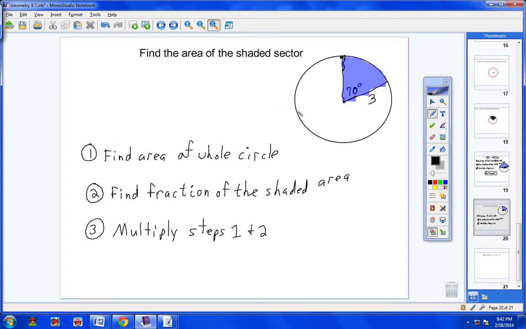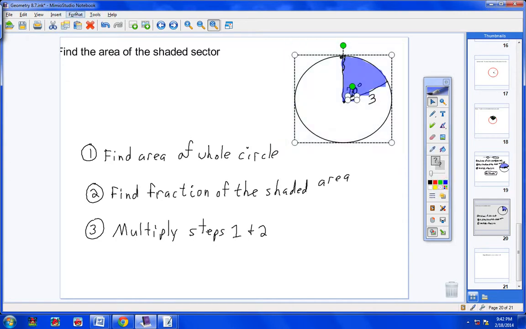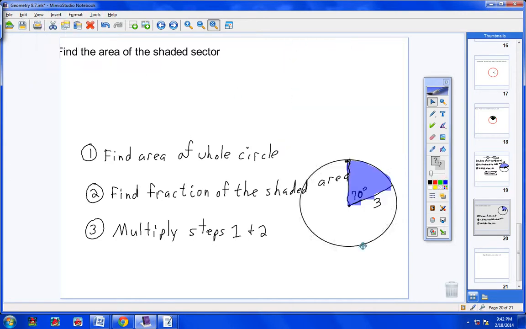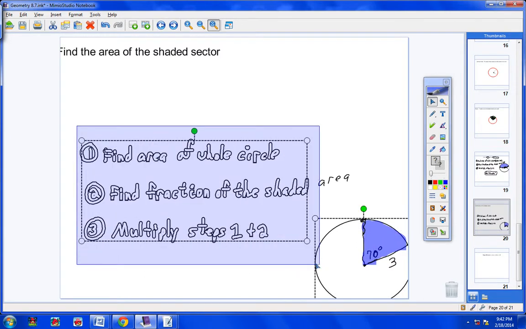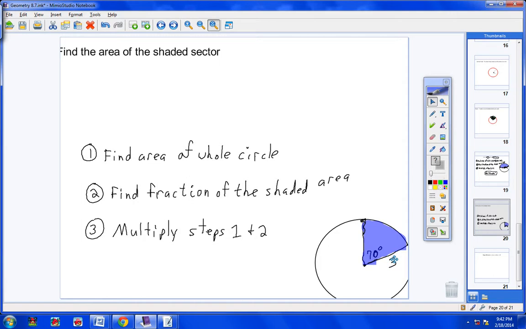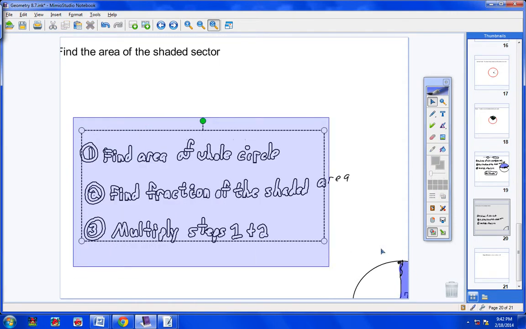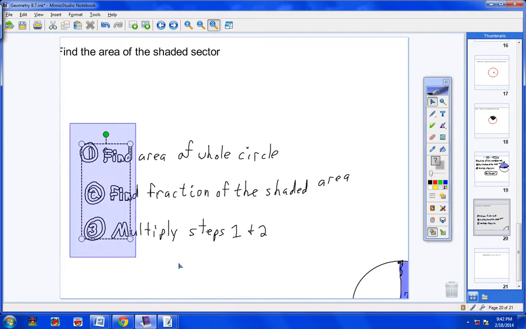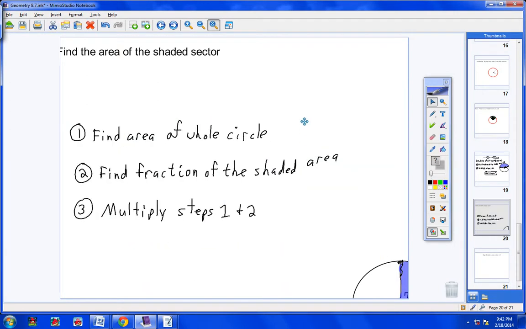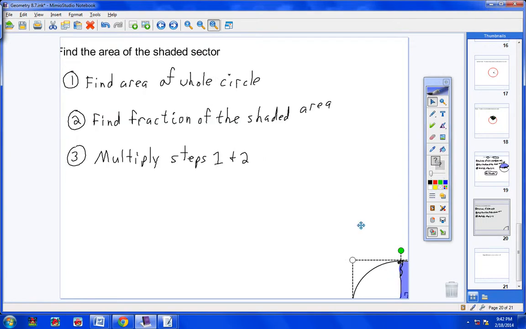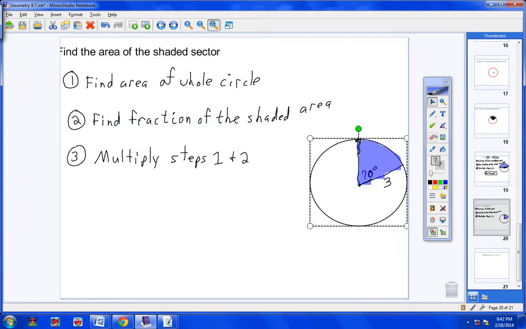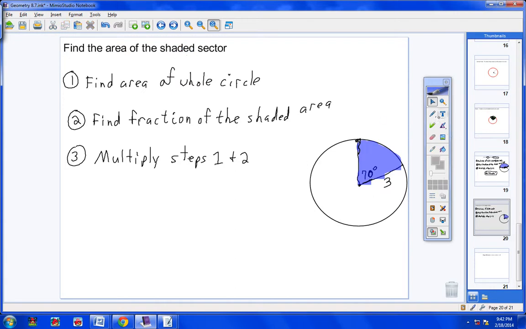Here we go. First of all, step one, you find the area of the entire circle. And let's pull this whole thing down here, and then we'll have a little more room to work with. Okay, so we're going to find the area of the shaded sector. Well, I gave you 3 steps. Anytime I ask you to find the area of a shaded sector, first of all, you find the area of the whole circle.